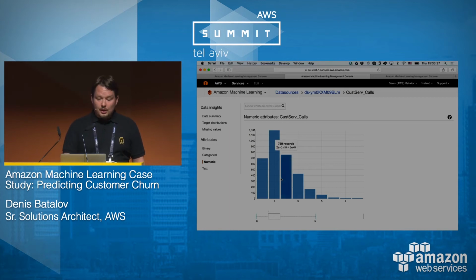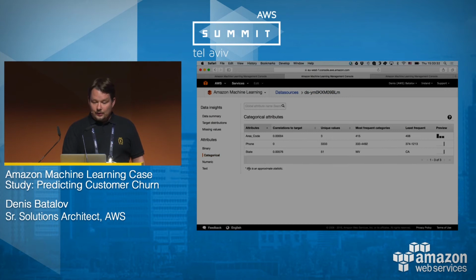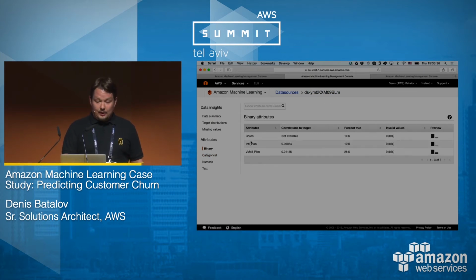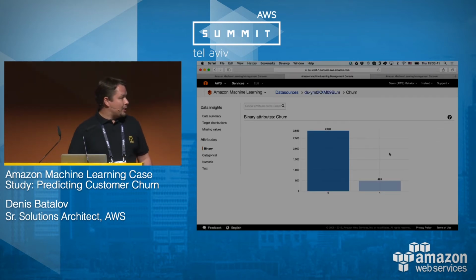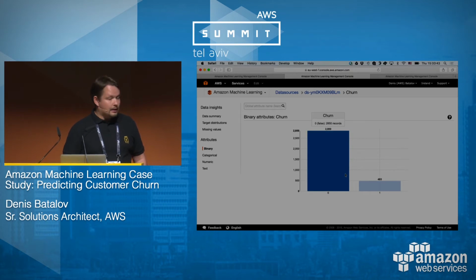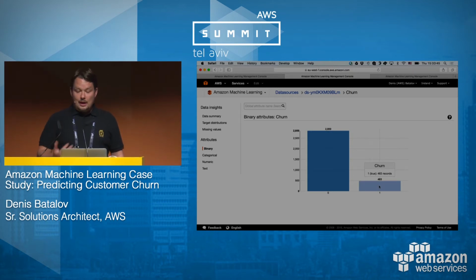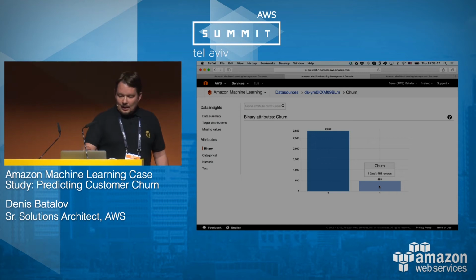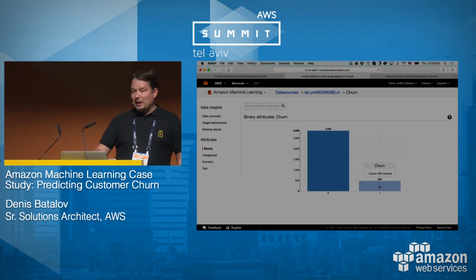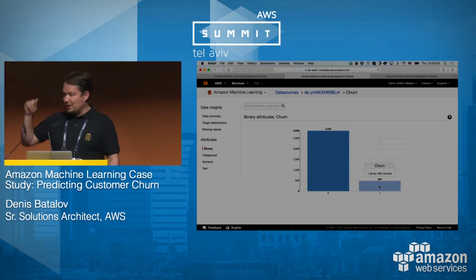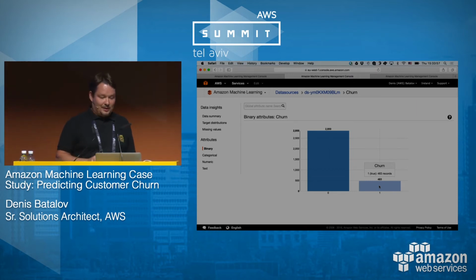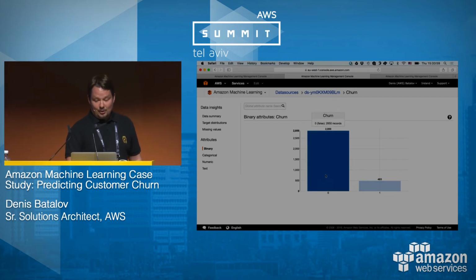OK, so interesting information. Now, looking at the categorical attributes, and of course, let's look at binary, the actual target attribute, churn. We see that, like I said, the majority of customers did not churn, did not leave the service, and then this percentage has churned. Now, if we look at the percentage, it's about 14% of customers actually did leave the service. And this is an important number that will be useful for us to remember later on, so 14% or thereabouts.